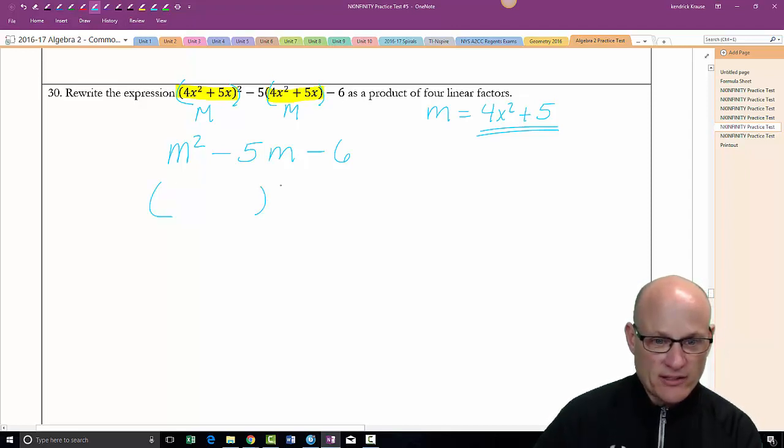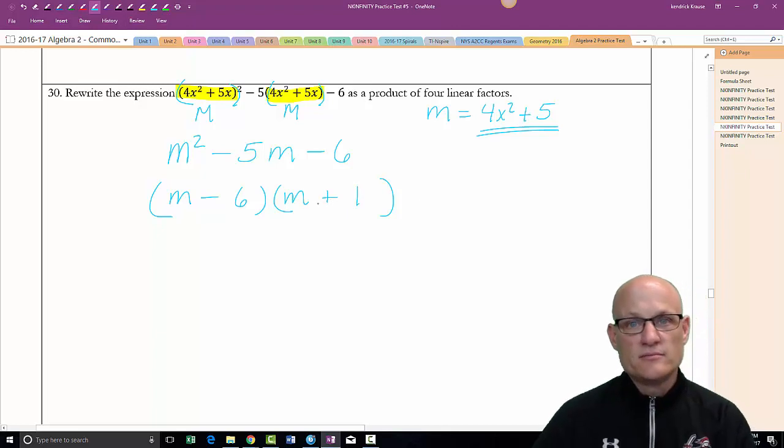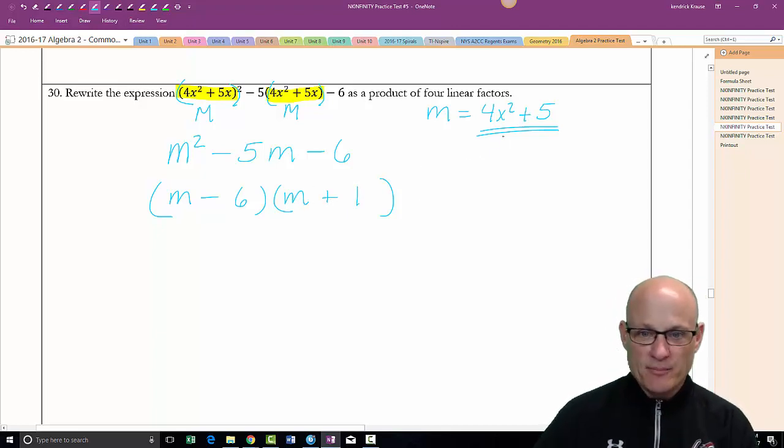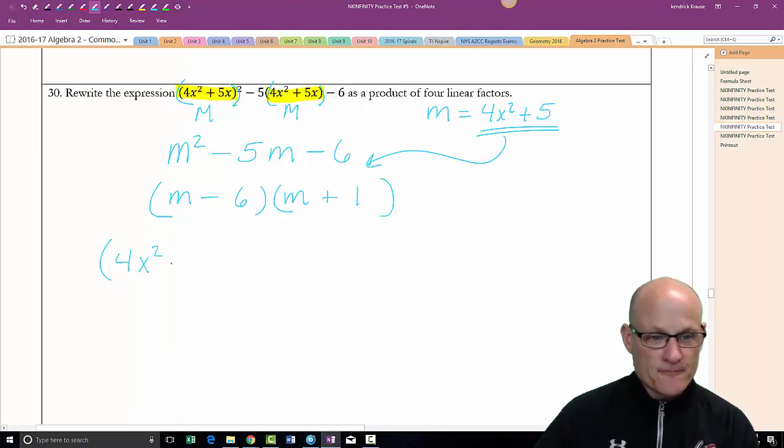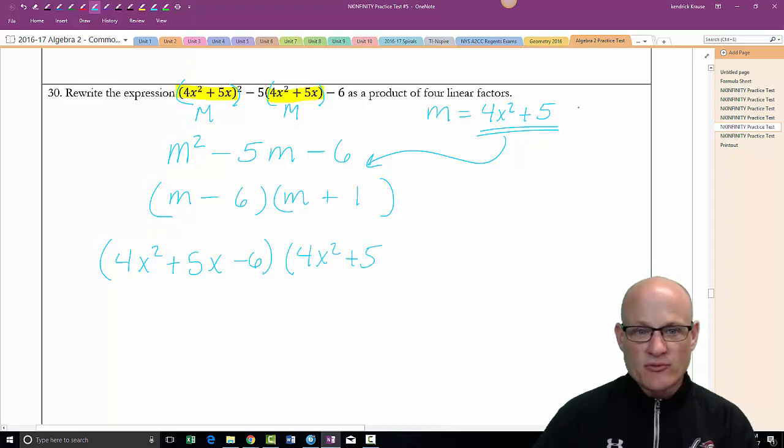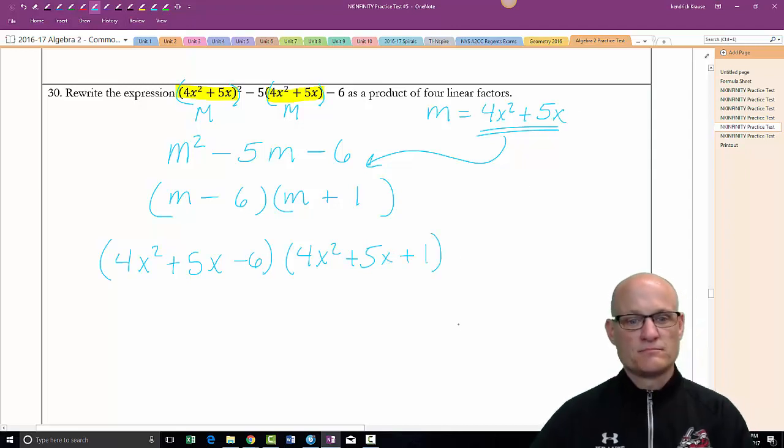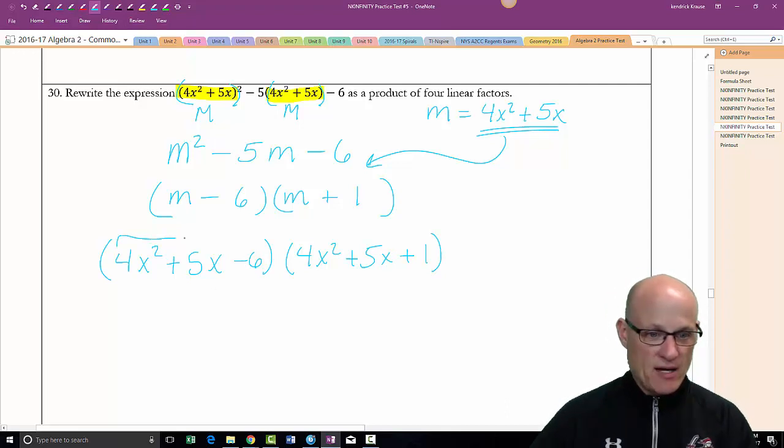Well, this thing factors pretty easily, doesn't it? This is m minus 6, m plus 1. Right? Well, what is m? Plug m back in. What I end up with is 4x squared plus 5x minus 6 times 4x squared plus 5x plus 1. Because this was just that thing I called m, right?